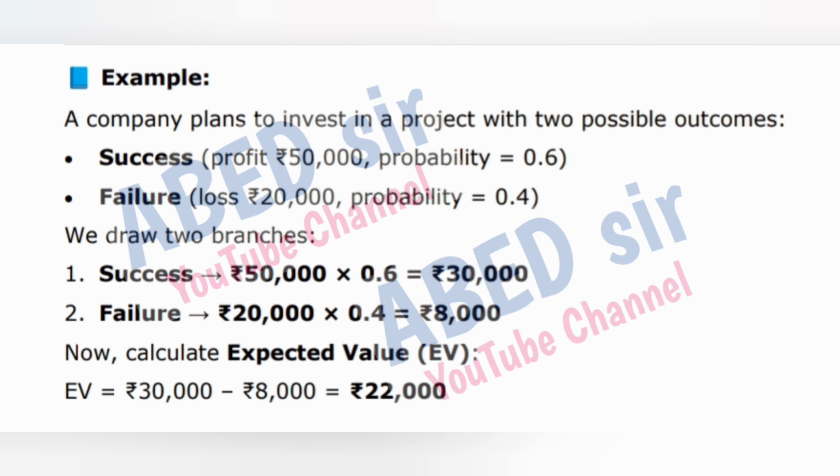1. Success: 50,000 rupees times 0.6 is equal to 30,000 rupees. 2. Failure: 20,000 rupees times 0.4 is equal to 8,000 rupees. Now, calculate expected value, EV. EV is equal to 30,000 rupees minus 8,000 rupees, which is equal to 22,000 rupees.